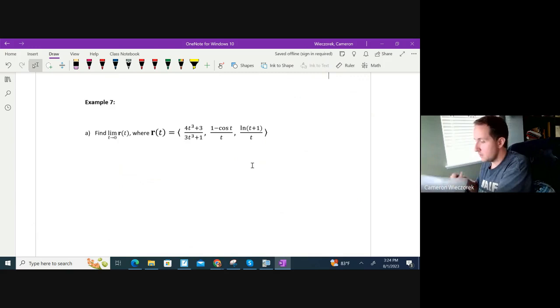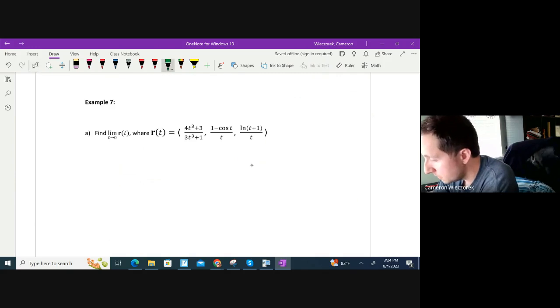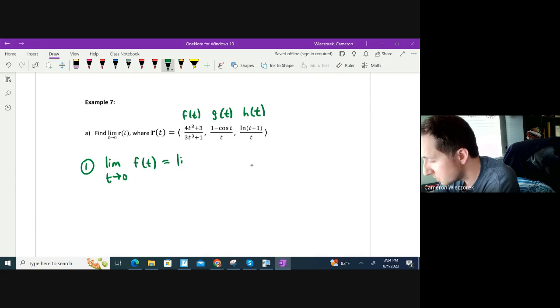Well, let's apply the same definition. Let's take the limit of the individual component functions. I'm going to let this one be my f of t. I'm going to let this one be my g of t. And I'm going to let this one be my h of t. And this one, I'm not going to write out the big giant vector of limits. I'm just going to go one by one. So for part 1, I'm going to take the limit as t approaches 0 of f of t, just doing them off to the side here.